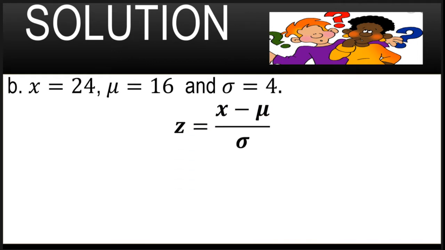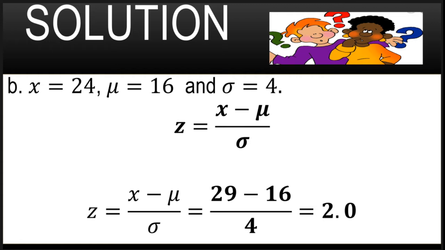For set B, we have the given score is 24, the mean is 16, and the standard deviation is equal to 4. Substituting all the values to our formula, we will have 24 minus 16 over 4, which is equivalent to 2. So the z-value for set B is 2.